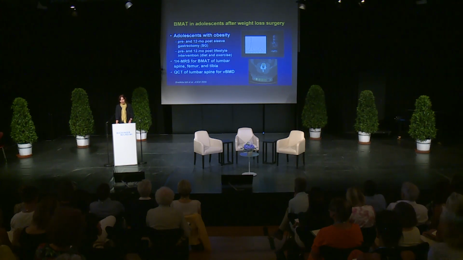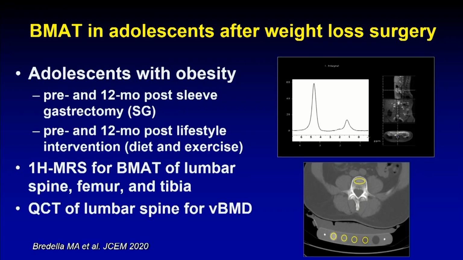Now we wanted to see what happens to marrow fat if you lose weight, and we had several models of weight loss. One was weight loss after weight loss surgery, bariatric surgery. And we're having a big study in adolescents with severe obesity who undergo weight loss surgery. So we studied these kids before and 1 year after weight loss surgery, and we also had a group of adolescents that were equally obese, but did just lifestyle intervention, diet and exercise, and followed them also for a year.